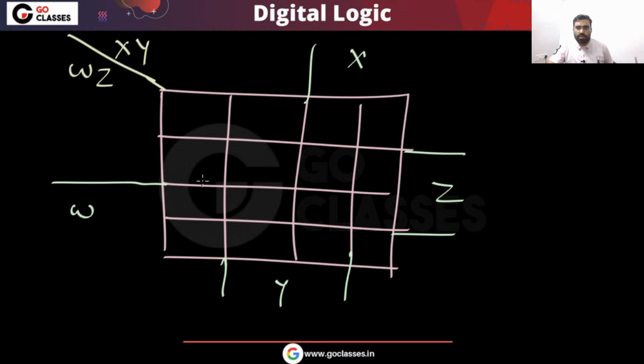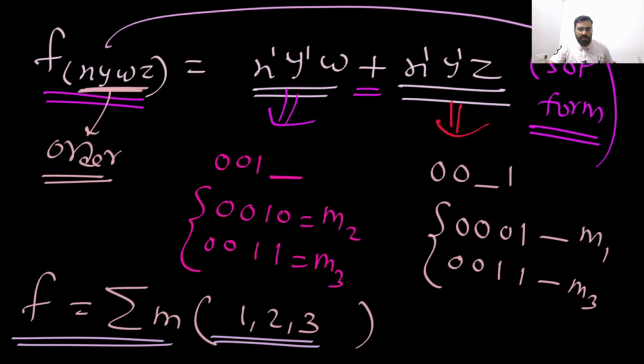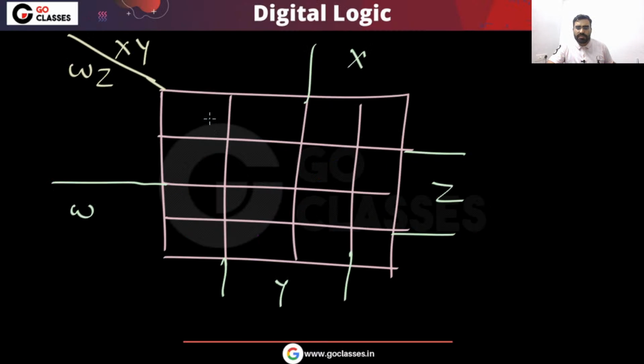Very simple. So when you fill this K-map, this is 0, 1, 2, 3. This is 4, 5, 6, 7. This is 8, 9, 10, 11, and 12, 13, 14, 15. So our true minterms are 1, 2, 3, so you can just fill 1, 2, 3. Here our function value is 1.